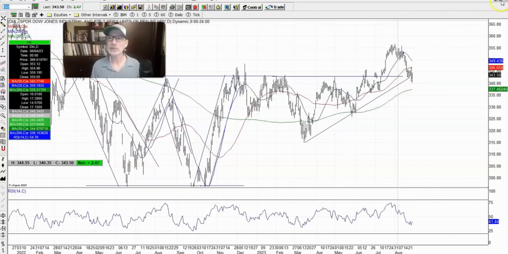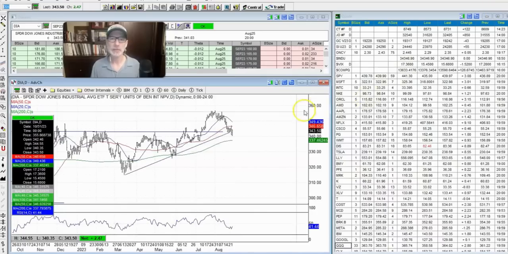Let's start to look at some individual stocks here and see what's happening. We typically look at the more popular high volume stocks because that's what a lot of people concentrate on. That's what a lot of people like to trade. So we look at some of those. Let's start with our biggies.